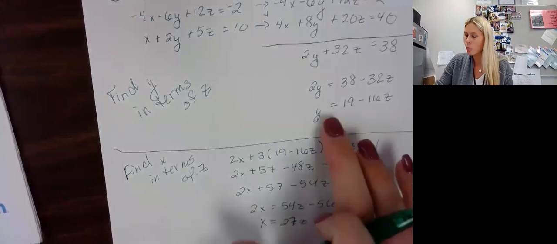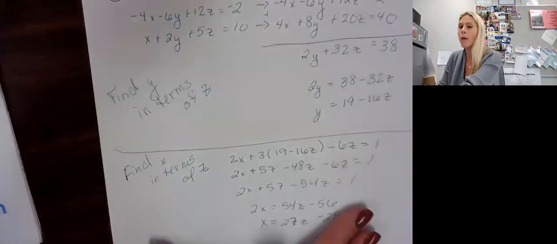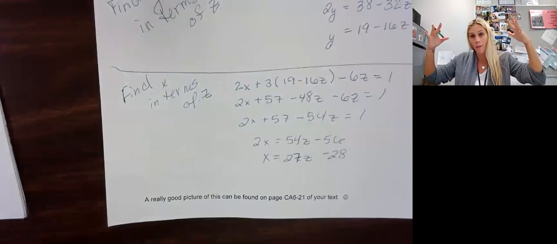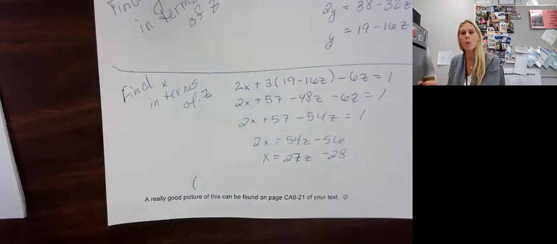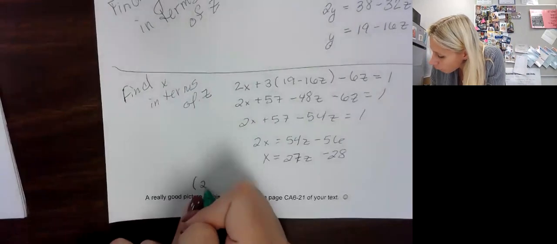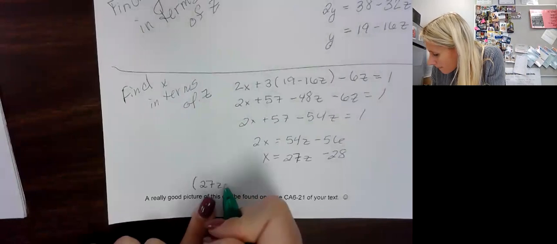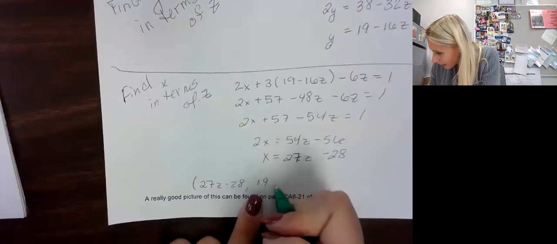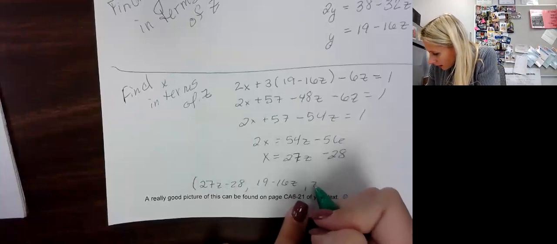So the x and y depends on what value you put into z. So how do we write this in a coordinate? Be very careful. This is the more higher level one, so you want to get this down. Well, even though we're still going to go in x, y, z pattern, I actually am going to write these formulas down, or these expressions down. 27z minus 28, comma, because our y is 19 minus 16z, comma, z.